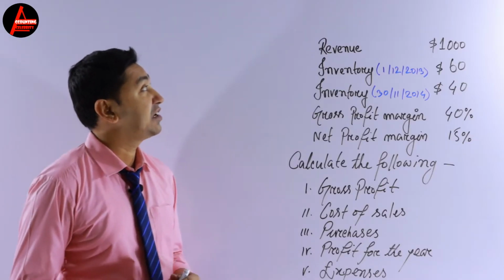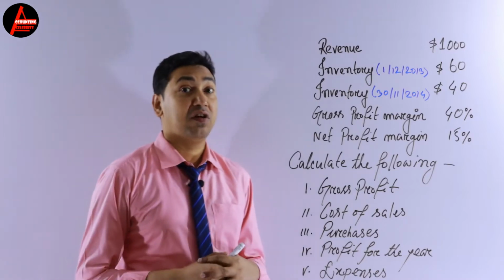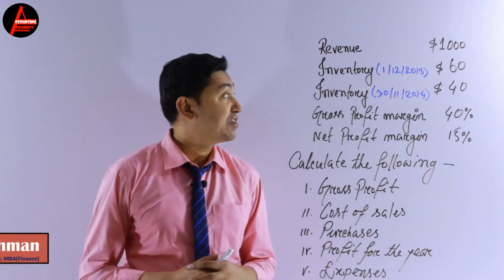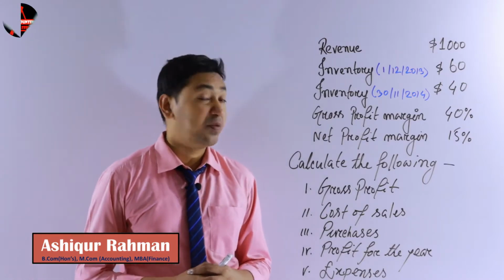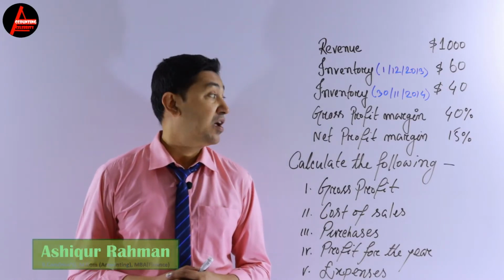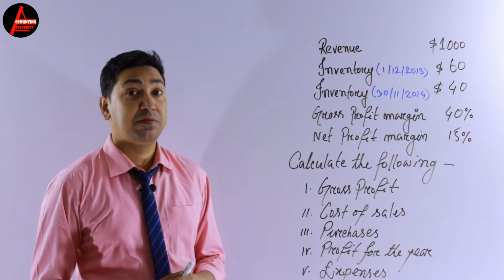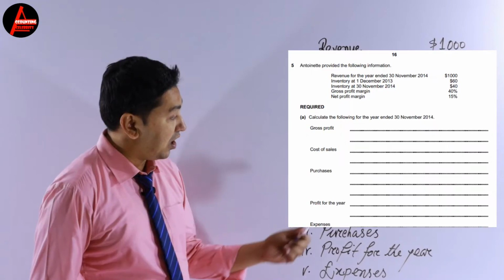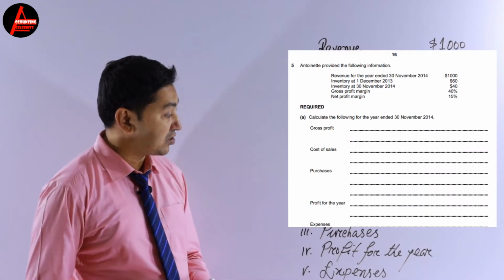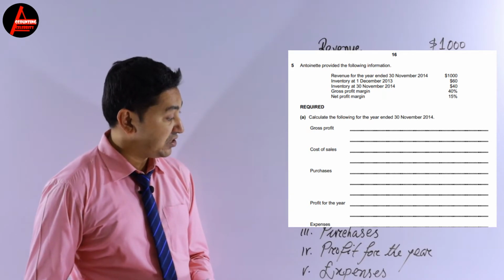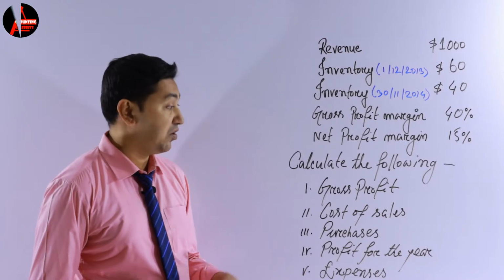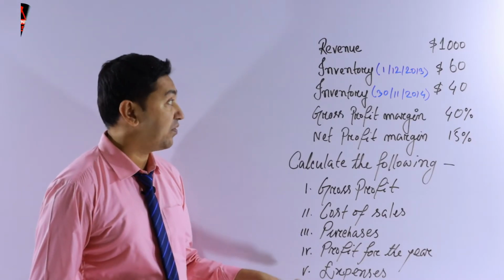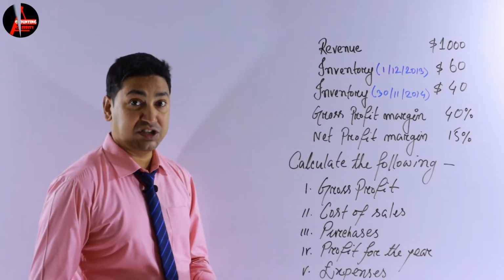Okay, look at the question here. Revenue is $1,000. Opening inventory is $60. Closing inventory $40. Gross profit margin is given 40%, and the net profit margin is given 15%. Gross profit, cost of sales, purchases, profit for the year, and expenses. Okay, we need to calculate these 5 items from this information.